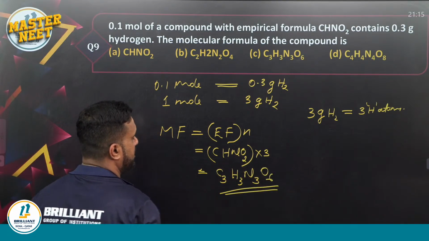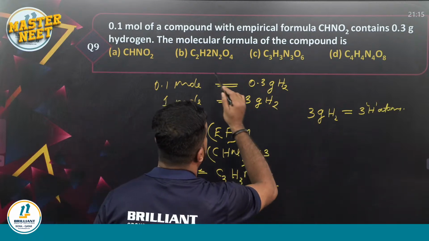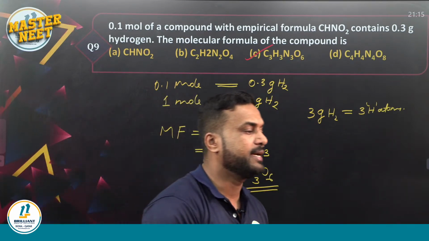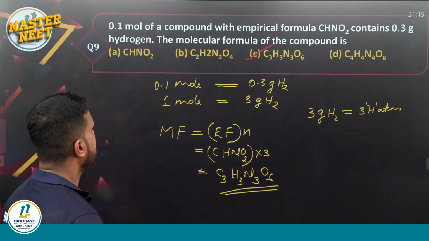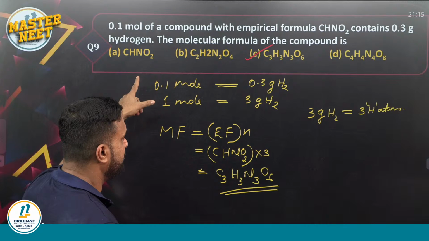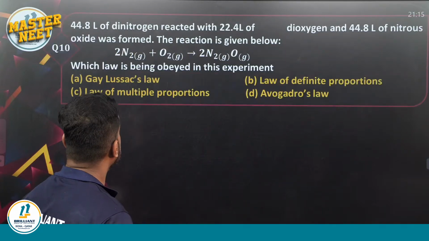C3H3N3O6. This is the molecular formula. Okay, so keep that in mind. C3H3N3O6. Yes, right option is C. This is the 9th one. That type of empirical formula based question you can expect.